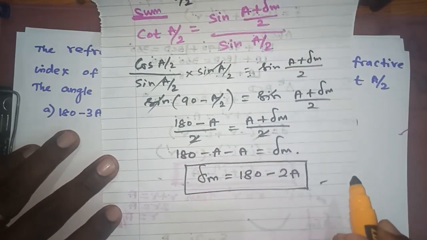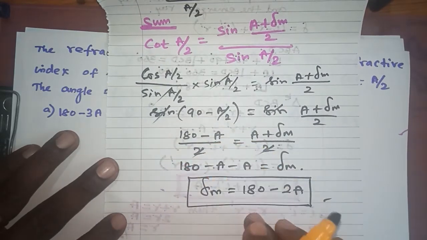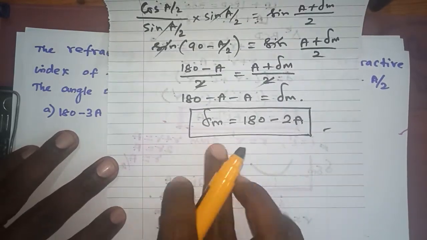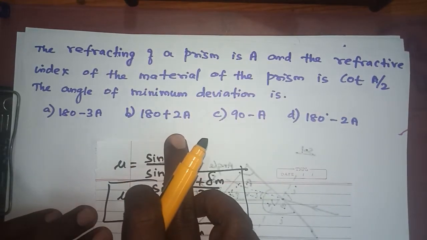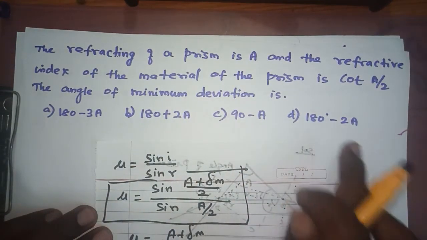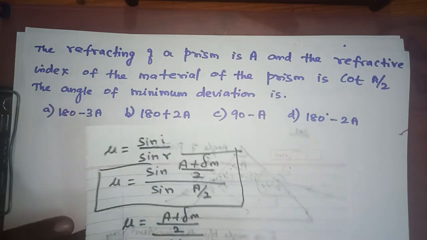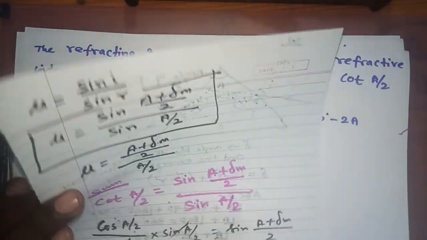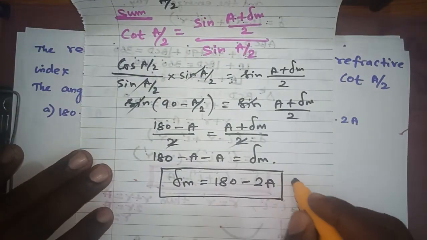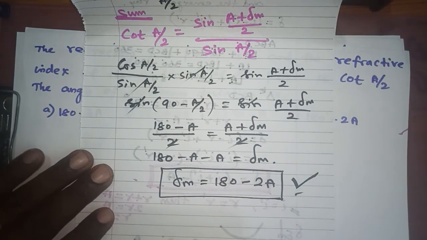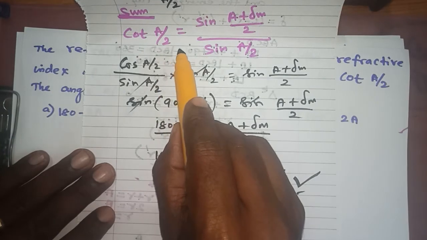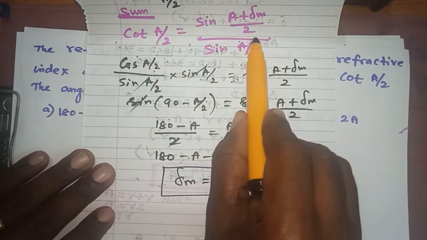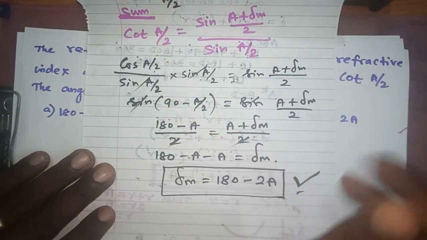So this is what I have to find out. We can check whether this answer is given in the options: del m equal to 180 minus 2A. If you see here: 180 minus 3A, 180 plus 2A, 90 minus A, and 180 minus 2A. So the angle of minimum deviation for a prism whose material has refractive index cot A by 2 is del m equal to 180 minus 2A. If you are well aware of the formula mu equal to sin of A plus del m by 2 divided by sin A by 2, you can work it out.